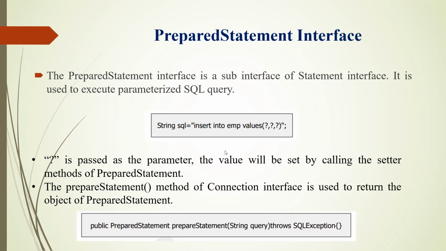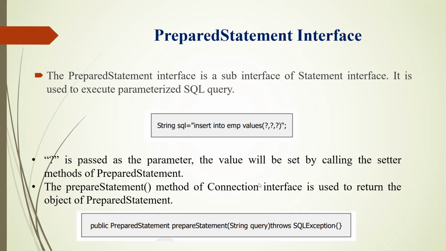So using PreparedStatement, we will pass this query into the database to access the values in it. The question mark is passed as the parameter. The value will be set by calling the setter methods of PreparedStatement. After the query is ready with the PreparedStatement, the values will be passed to the database with the help of setter methods. The prepareStatement method of the Connection interface is used to return the object of PreparedStatement.